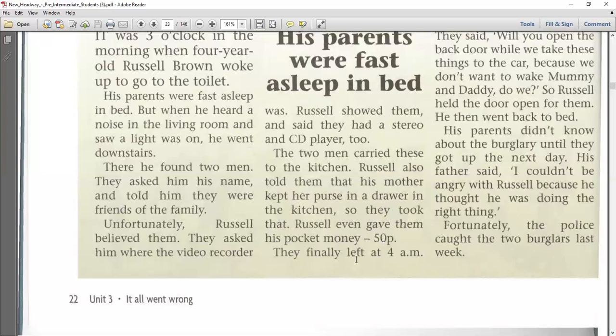They finally left at 4 a.m. 4 a.m. means in the morning.